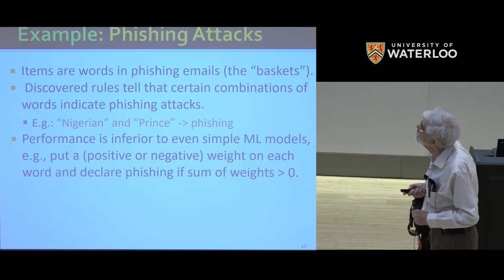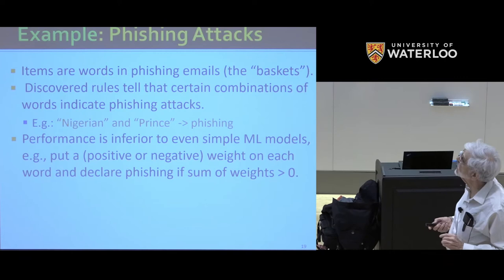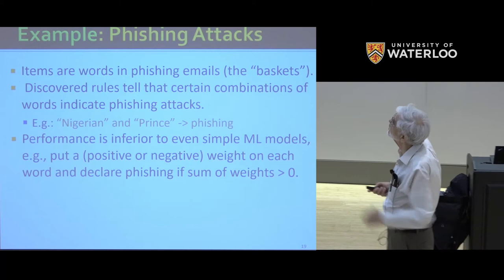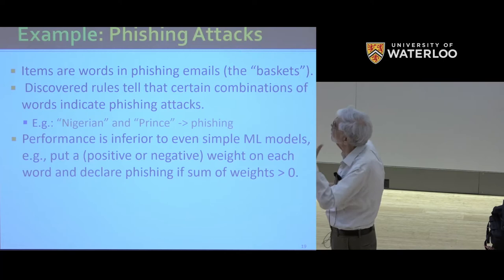The fact is that even the dumbest machine learning models outperform the association rule analysis. What I think is sort of the simplest thing is you learn weights, positive or negative, on each word, and you take the email, you sum all the weights of the words in the email, and you see if it's greater than zero. If it is, you say it's a phishing email. Otherwise, you say it's not.